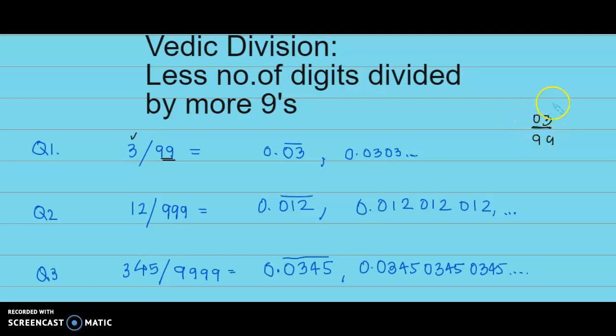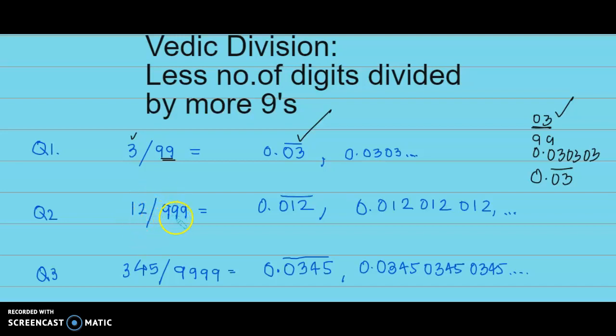Now you already know how to divide with an equal number of 9's and an equal number of digits. So this will be 0.030303, or we can say 0.03 bar. So this is easy to understand. This is the answer, 0.03 bar or 0.030303 and so on.